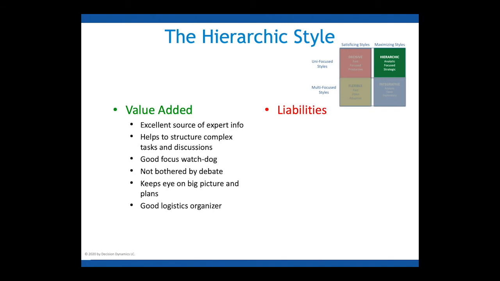On the liability side, the hierarchic style may over-control the process. They're dedicated to getting the highest quality decision that it's possible to get. They get the right decision. And once they arrive at an opinion or a solution themselves, they're likely to push that and be seen by others as pushing their own position. They can be prone to excessive debate, at least in the eyes of their coworkers and colleagues, especially those that have a more multi-focus orientation.